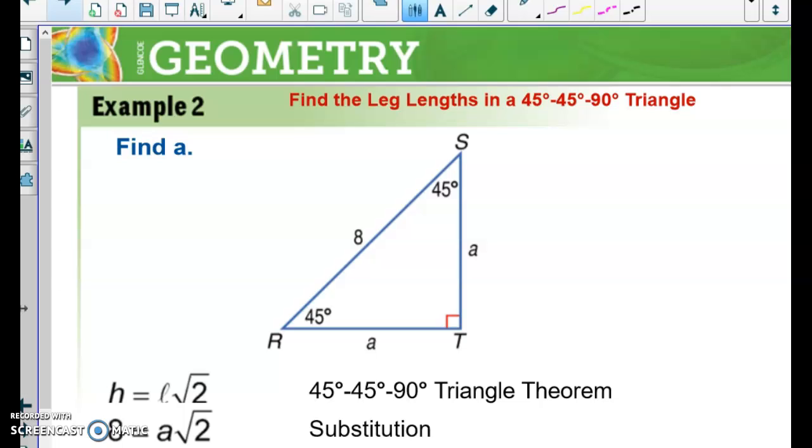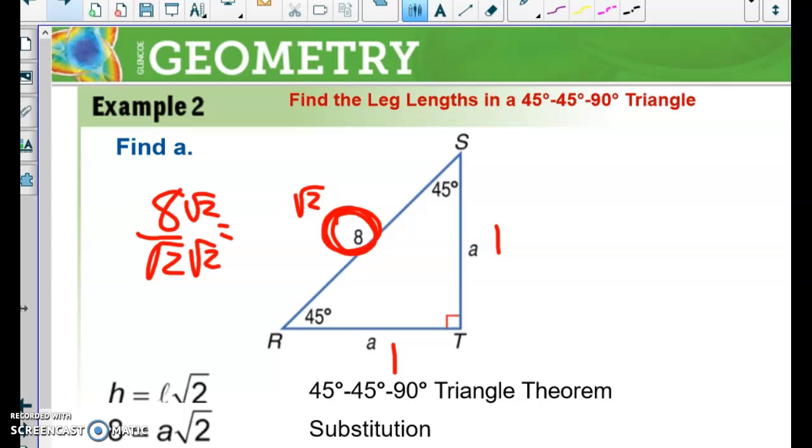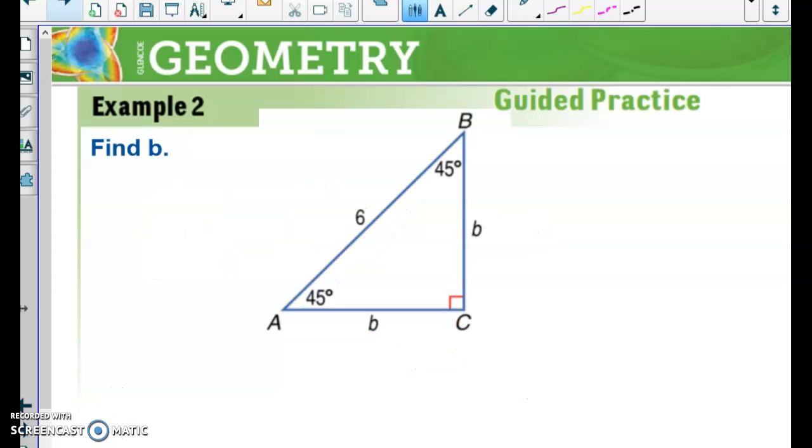And this one's a little bit different than the previous examples because they give us the hypotenuse and they want us to find the legs. Well, if the ratios are 1, 1, square root of 2, we know we have to divide whatever this is by the square root of 2 to get to the other side lengths. So I'm going to rationalize my answer, and I get 8 square root of 2 over 2, which simplifies to 4 times the square root of 2. So both of the side lengths are 4 square root of 2.